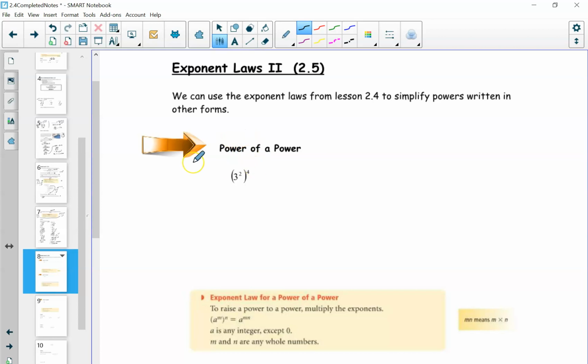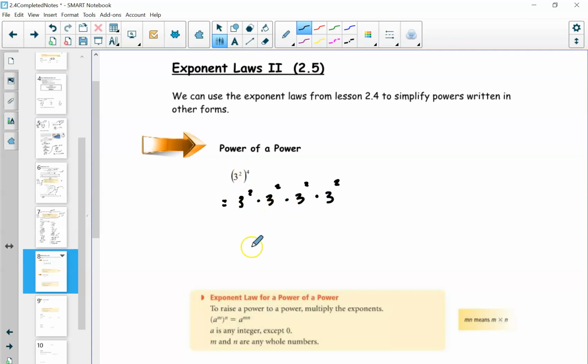So if we looked at a power of a power, it would be 3 to the power of 2, and then that to the power of 4. So if we wanted to write this the long way, this would be 3 to the power of 2 times 3 to the power of 2 times 3 to the power of 2 times 3 to the power of 2. Because remember, we have to do it 4 times. Everything inside the brackets 4 times.